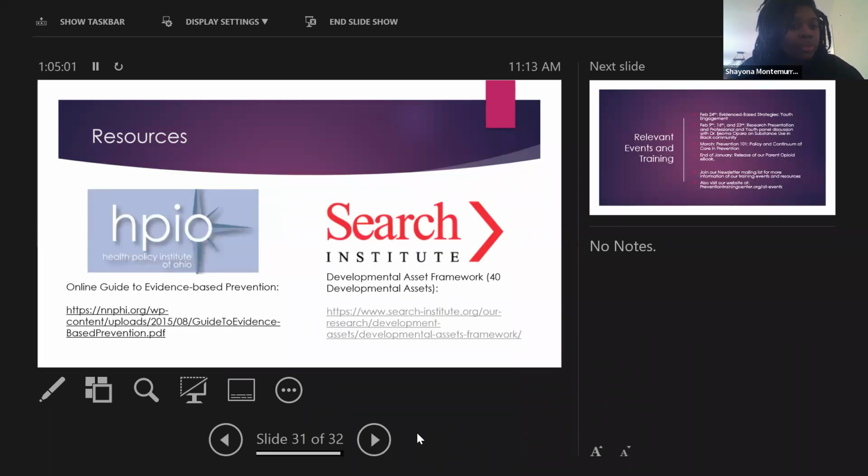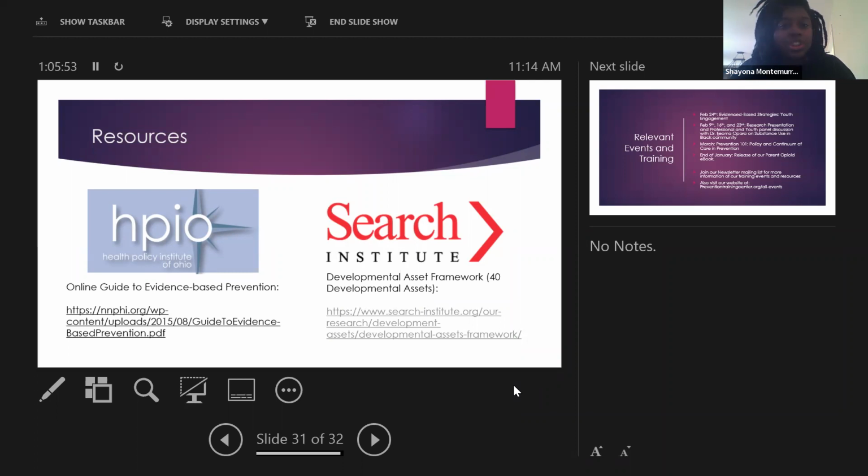Next, I kind of went over this one a little bit, but the Health Policy Institute of Ohio has an online guide to evidence-based prevention. It has a lot of background information about evidence-based prevention and how to make the best choice in which evidence-based prevention strategy you decide to choose. And it's a very good read if you're really into understanding the scientific level of evidence-based prevention and how we come up with the strategies that we come up with, as well as going more in depth on the methodology of creating evidence-based prevention strategies and how we employ and implement evidence-based strategies.